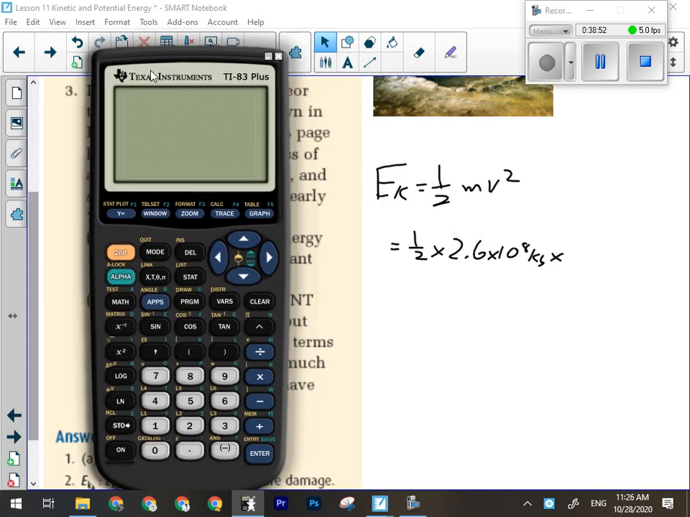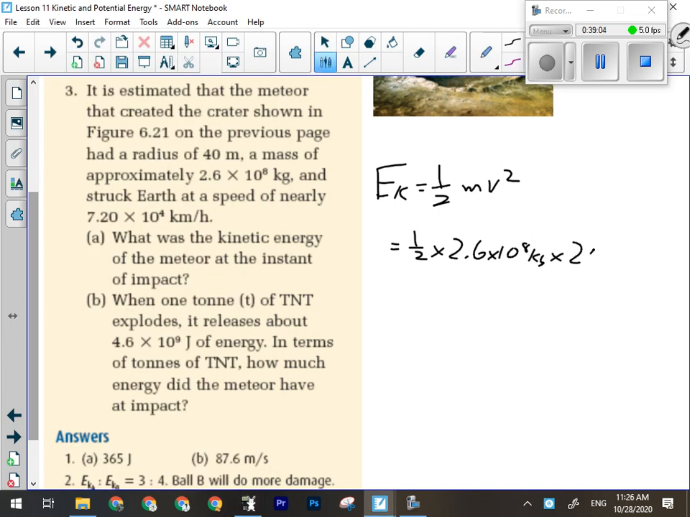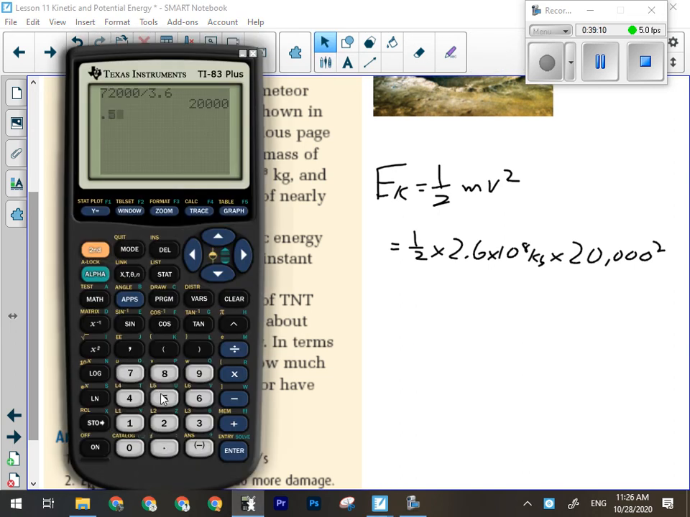So it was 72,000 divided by 3.6, which should give me 20,000 meters per second. And that has to be squared. So 0.5 times 2.6 times 10 to the 8, times 20,000 squared. All right, so this thing has 5.2 times 10 to the 16 joules worth of kinetic energy when it strikes the Earth.